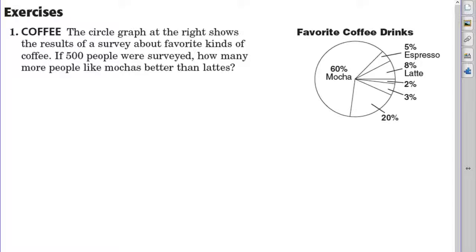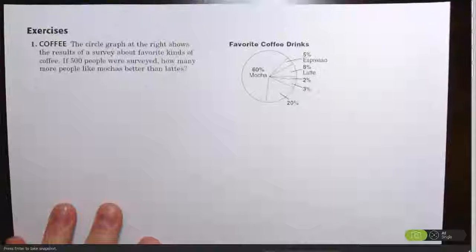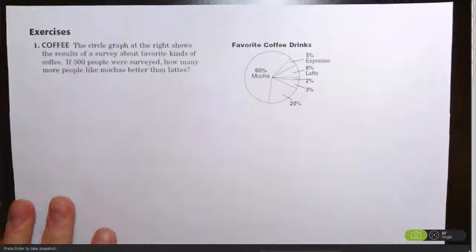Coffee. The circle graph at the right shows the results of a survey about favorite kinds of coffee. If 500 people were surveyed, how many more people like mochas than lattes? Okay, so here we go. So look at this problem. You have the exact same one on yours.